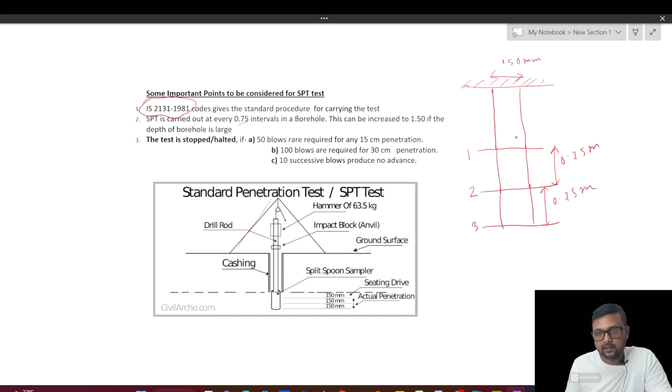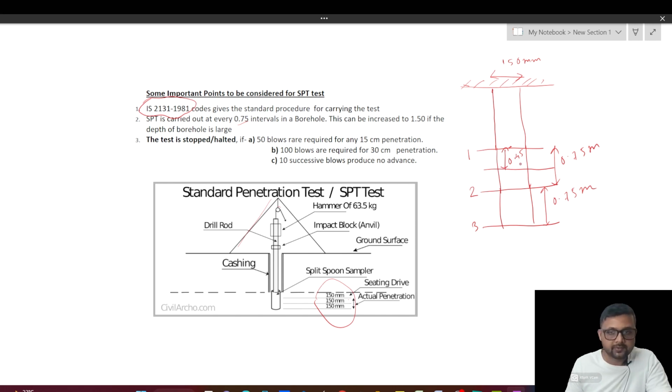Now you see, suppose you have inserted all the instruments, this sampler, this drilling pipe, inside this hole, and you reach this level. Now how much will you penetrate? 450 mm, right? So suppose you have penetrated 450 mm. This is for all 0.45 meter.